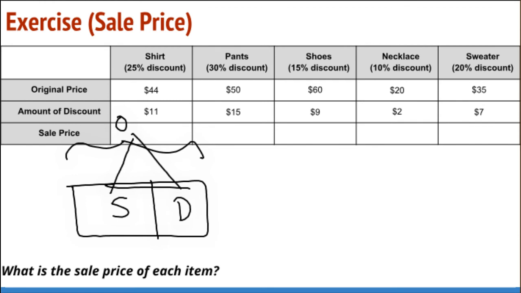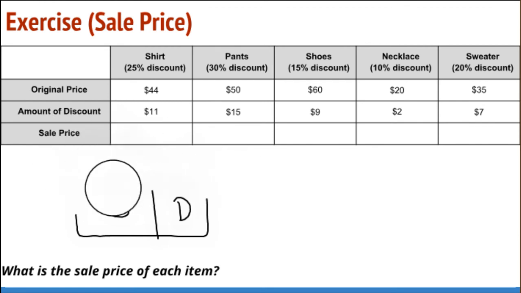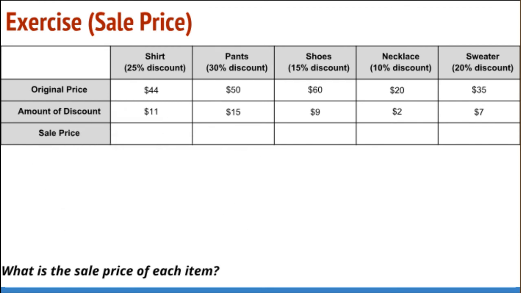So I should be able to take 44 minus 11 and get 33, and 50 minus 15 and get 35, and 60 minus 9 and get 51, and 20 minus 2 and get 18, and 35 minus 7 and get 28. So now I've got the sales price of each of the items.